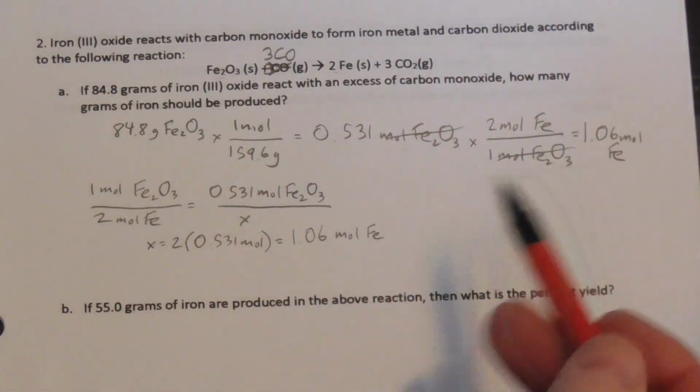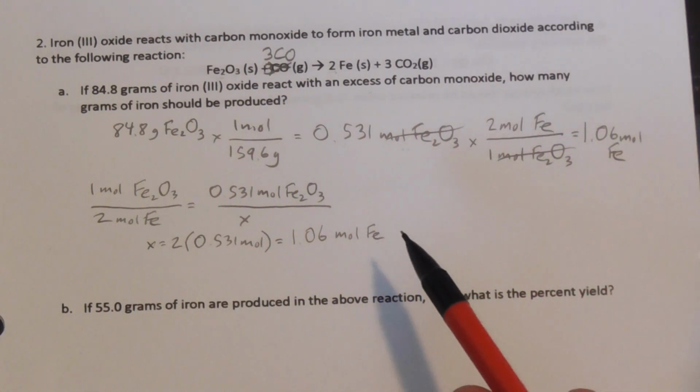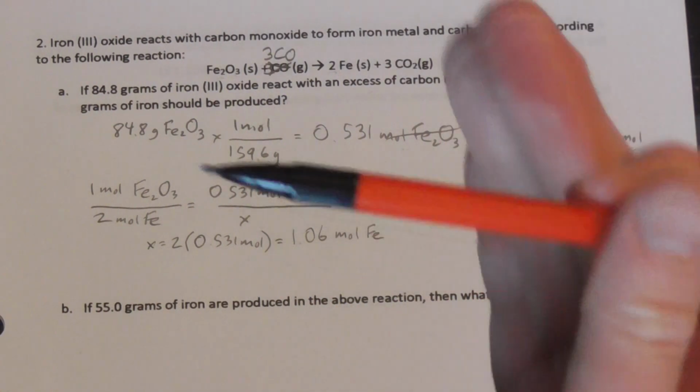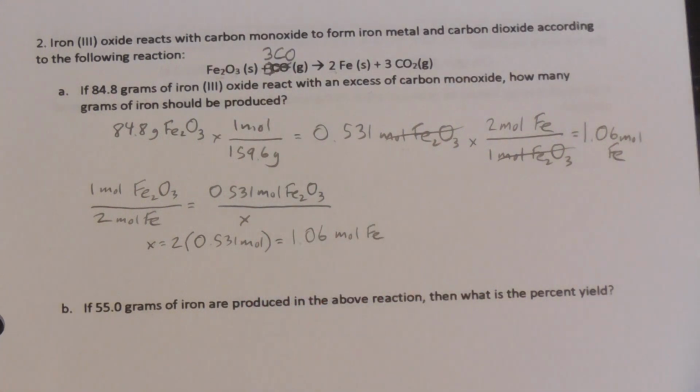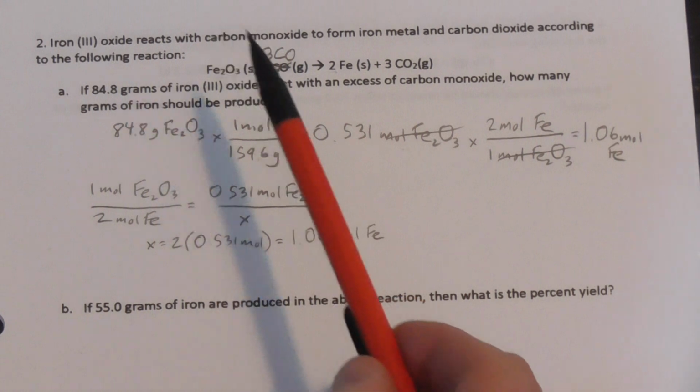Either way works just as well. I think this way is a little bit shorter, but if you're really a process person who needs to break it down into steps, that might be the way to go. Anyway, either one brings us to the same answer. Now, the question is how many grams of iron should be produced?